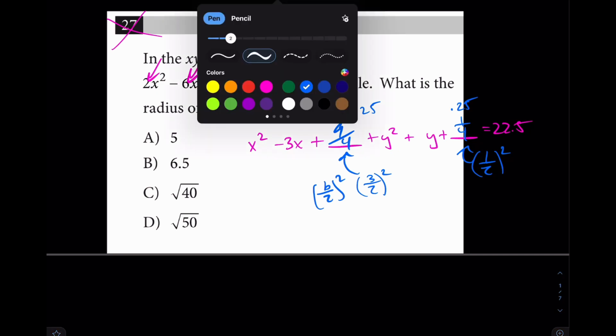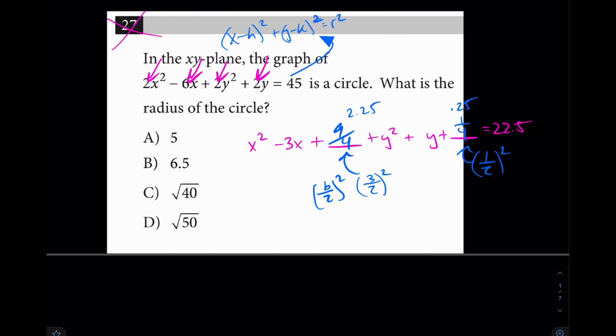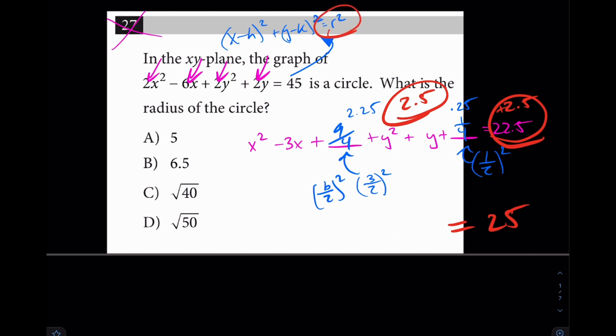If I just magically added 2.5 to the left side, what must I add to the right side? Also 2.5. Very good. So at that point, what does the radius become? It becomes r² is 25. And when the formula says r², what's the actual r? It's 5, so A. So that's good there.